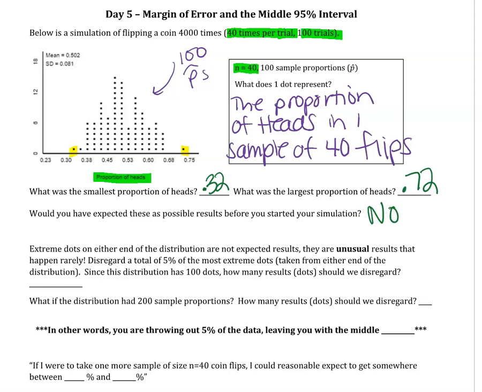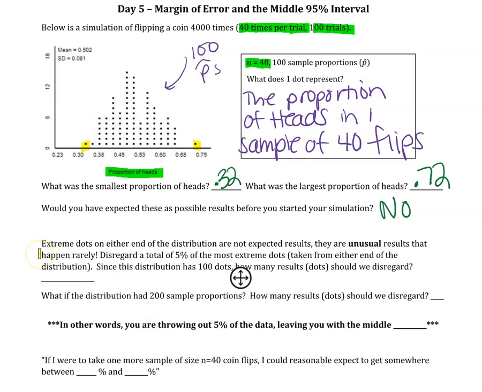Is it possible that they happen? Sure. They just don't happen that often. So those are called extreme dots on either end of our distribution, and they are not expected results. So we consider them unusual because they happen rarely. In order to come up with my middle 95% interval, I'm going to disregard a total of 5% of my data because those are my most extreme results. They don't happen often, so let's throw them out because they're not going to help me estimate a good interval, a good proportion of when we're going to get heads.